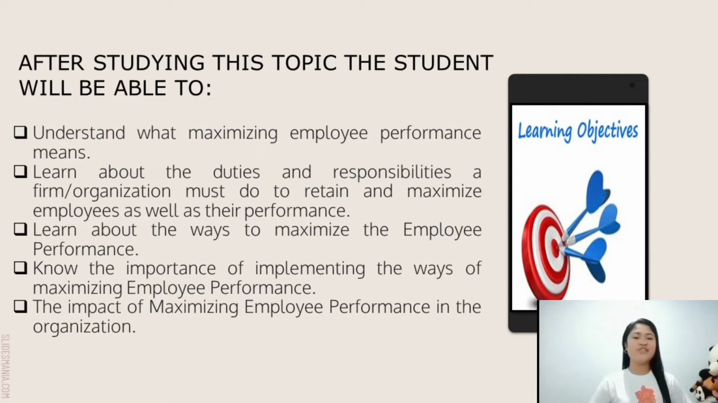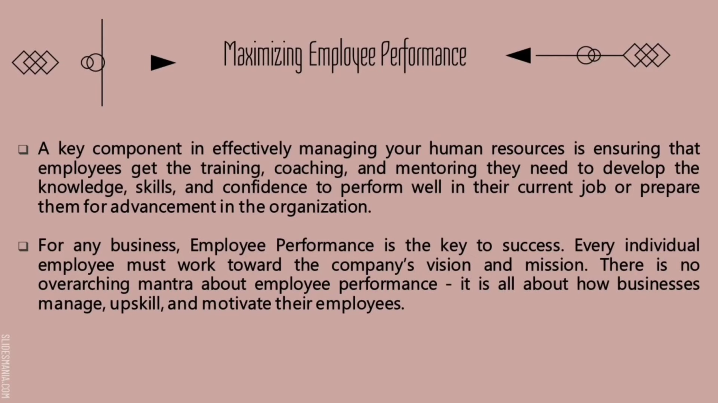So here are the learning objectives. After studying this topic, the students will be able to first understand what maximizing employee performance means. Second, learn about the duties and responsibilities a firm or organization must do to retain and maximize employees as well as their performance. Third, learn about the ways to maximize employee performance. Fourth, know the importance of implementing the ways of maximizing employee performance. And last, the impact of maximizing employee performance in the organization.